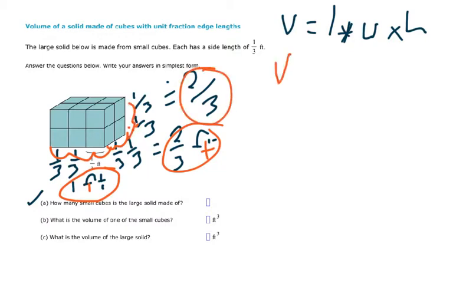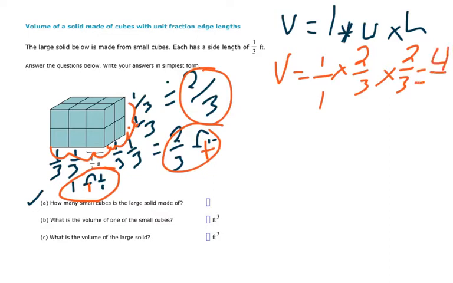So to find the volume, our length is 1, our width is 2/3, and our height is 2/3. Well, 1 times 2 is 2, 2 times 2 is 4, 1 times 3 is 3, 3 times 3 is 9, and we get the same answer of 4/9 cubic feet. So if all those questions weren't there, this might be an easier method to finding the answer. Both methods work, and both are suitable.